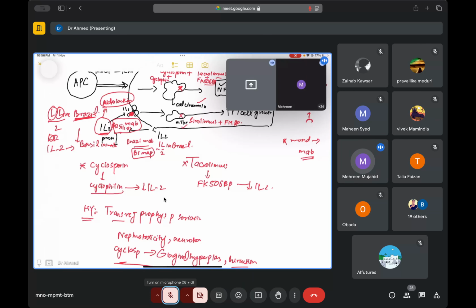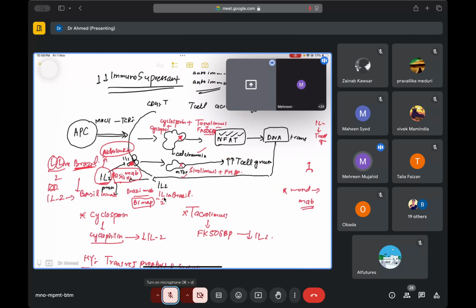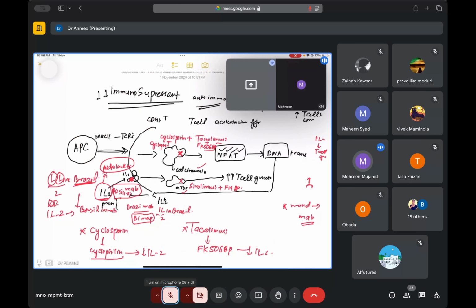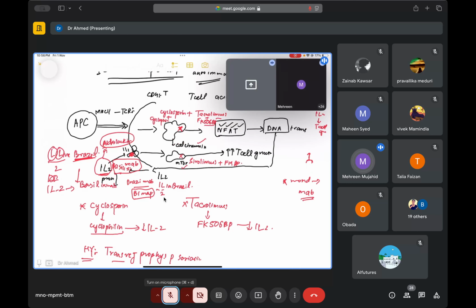Calcineurin inhibitors: names, mTOR inhibitors: names, IL-2 inhibitors: names, function. Cyclosporin and tacrolimus. Cyclosporin is going to combine with which protein? Cyclophilin. Okay, guys, listen. It's going to be a mini boot camp. Tacrolimus is going to bind to which protein? FK506 binding protein. Perfect. It's going to inhibit your calcineurin, right? Yes.